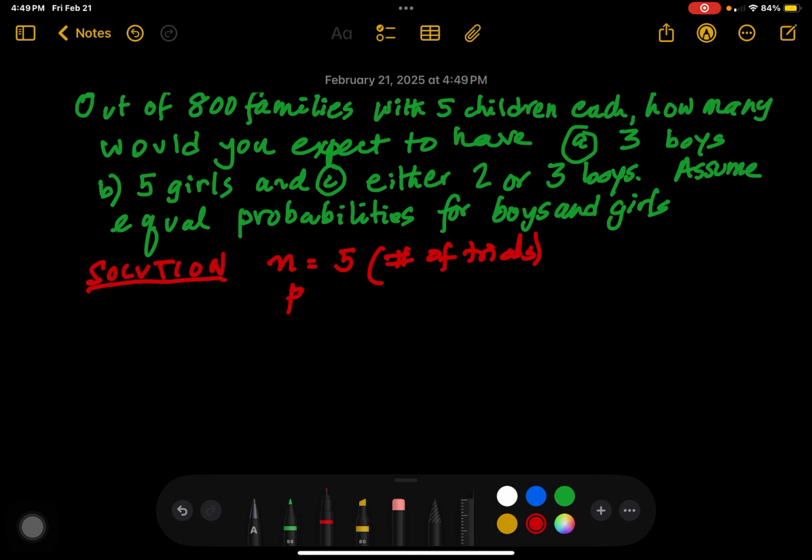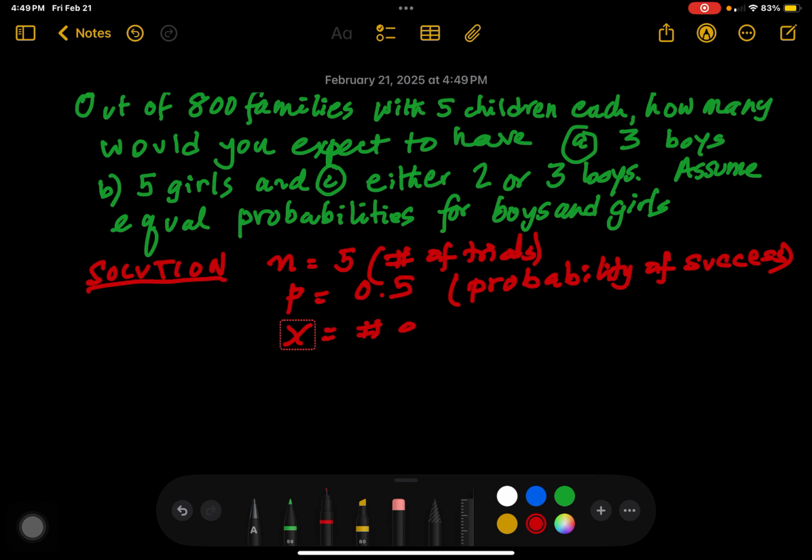The probability of success: the last sentence says, assume equal probabilities for boys and girls. That means 0.5 is the probability of success. Okay, n, p, and x. So part A, x is my number of successes, so we are doing part A. This is for one family.